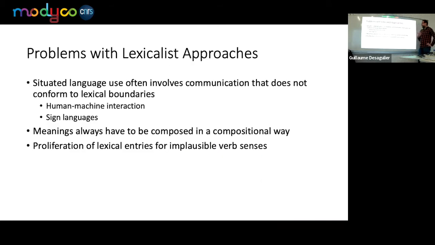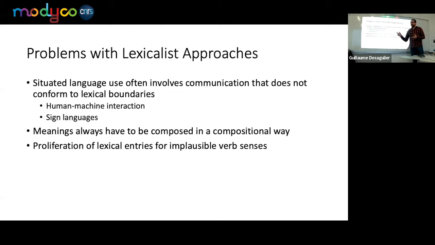Now, the problem with these lexicalist approaches is that when you really take situated language seriously, like embodiment and interacting with other people, you often have communication that is not confined to lexical boundaries. So in human-machine interaction, we see this immediately, but any expert on sign languages will also tell you that there's simultaneous signing going on in parallel, because the visual processing allows us to sign in parallel. And some of the signs will cover more than one of what we would call lexical boundaries. So how are you going to fit that into a nice lexical approach?